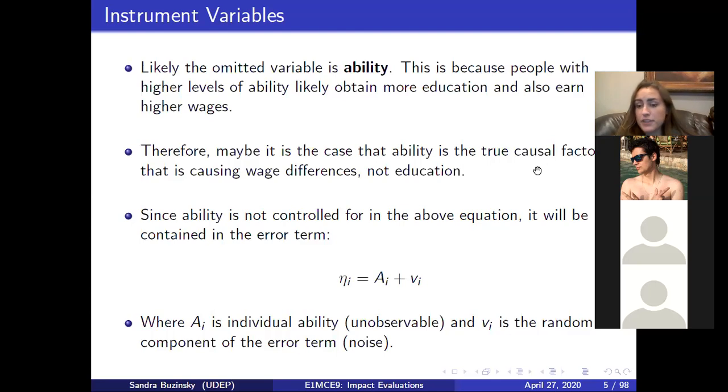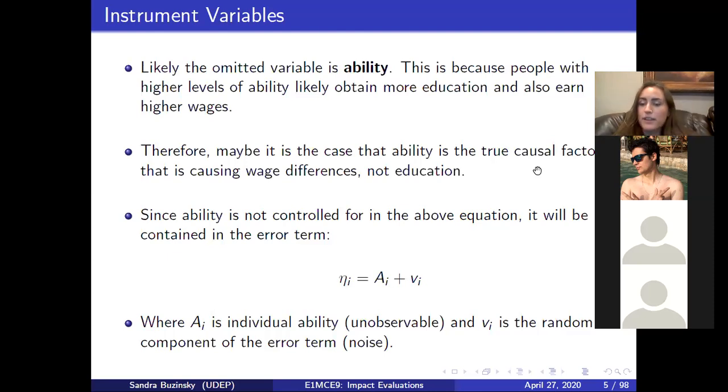So maybe education has zero effect. It's just ability causing more education and higher wages. That would be the extreme tail. Whereas maybe there's some combination of education and ability that affect your wages. But we need to figure out the effect of ability on our outcome variable, or we need to find some sort of instrumental variable so we can only find the effect of education on wages, right? We want that ability estimate removed from our education variable.